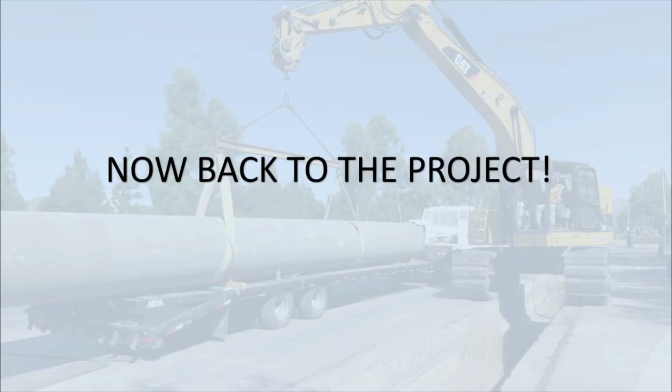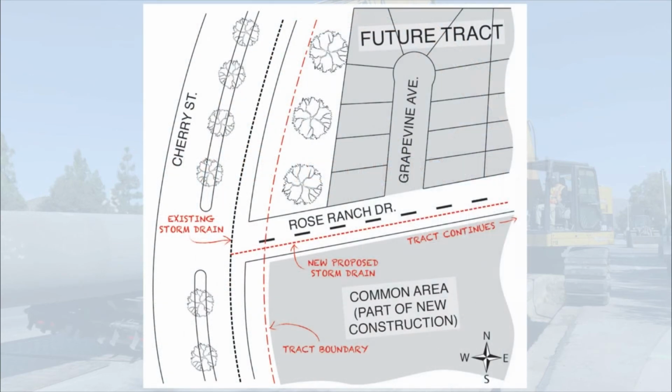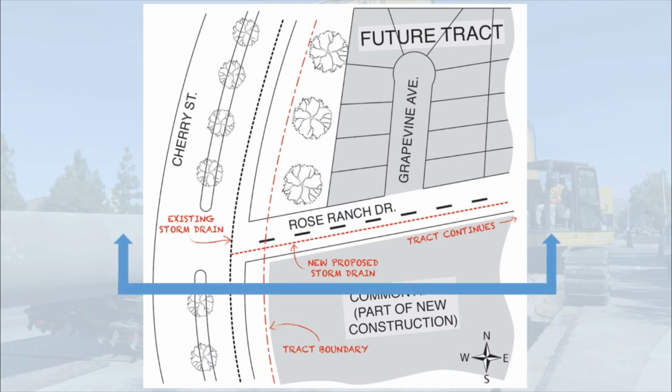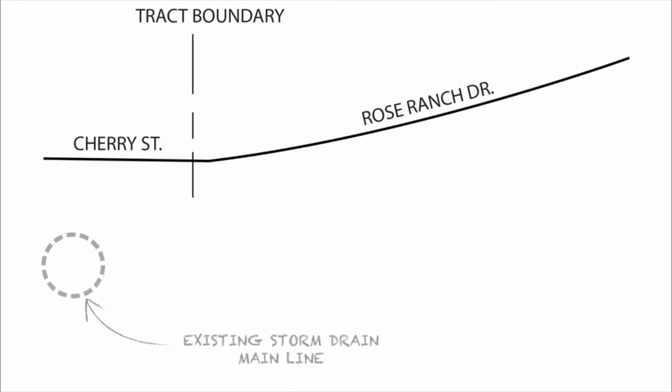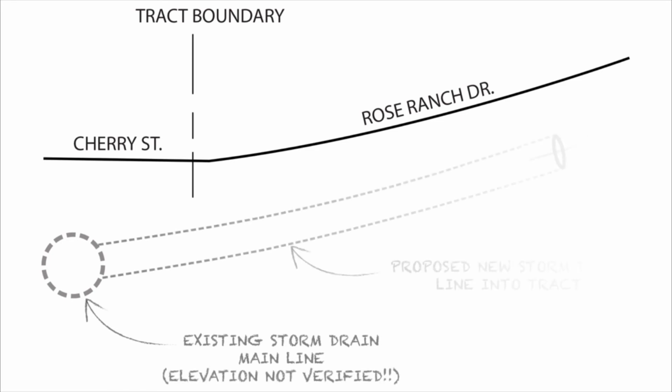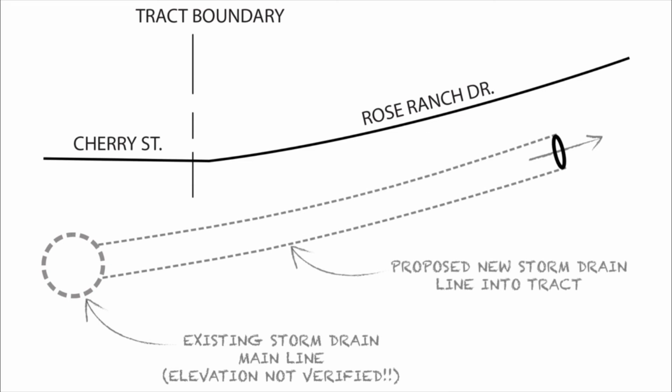So now that you know the general construction background of installing pipe, now let's get back to the actual case study project. So again, here's the plan view of the tract entry, and what we're going to do is take a cross section and zoom in and look at this in a profile view. So there's the existing storm drain main line, and unfortunately in this example we did not pothole, and so the elevation of that existing pipe was not verified. And here was the proposed new storm drain line to get into the tract.